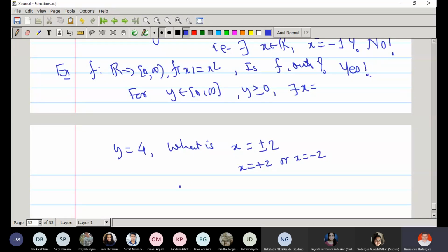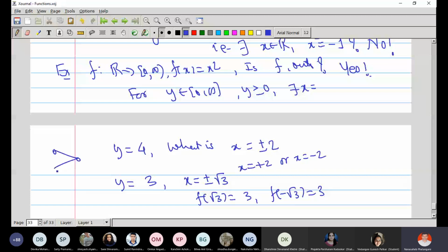Or if y is equal to 3, then what is x? Plus or minus root 3. You choose one of them, or both have the same image. So f of root 3 is 3 and f of minus root 3 is also 3. So there are two preimages, but no problem. An element can have two preimages when we are talking about a function. We are not saying it is 1-1.